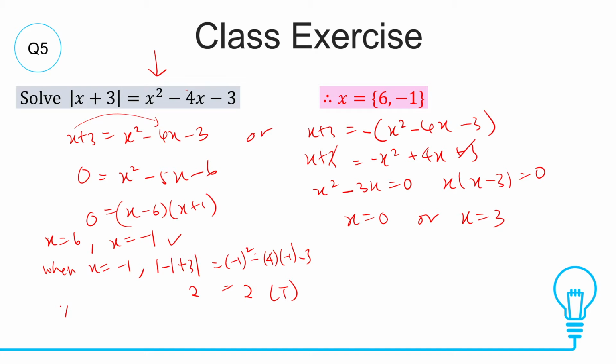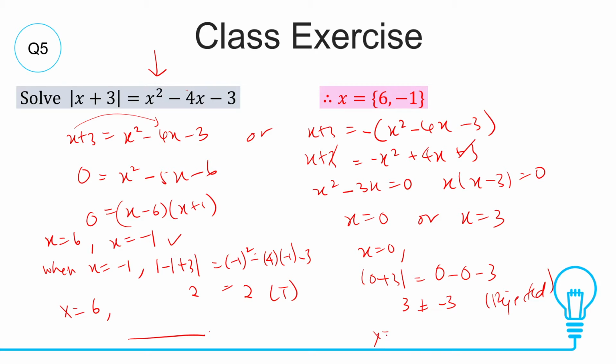You need to try for x equals 6. After that, let me try x equals 0. When x equals 0, absolute of 0 plus 3 equals 0 minus 3. So 3 is not equal to negative 3, rejected. And you need to do it for x equals 3. If the right hand side has a variable, you must do the checking.